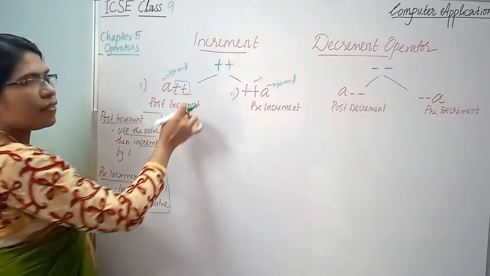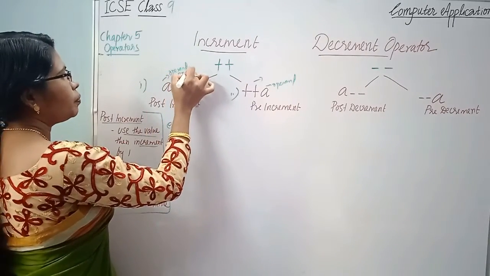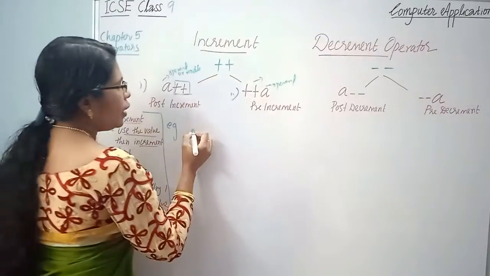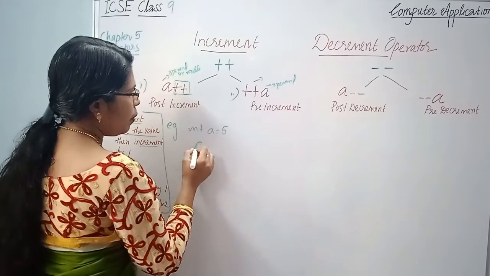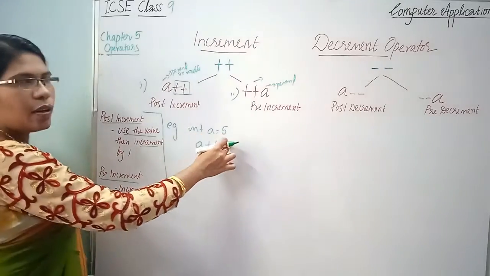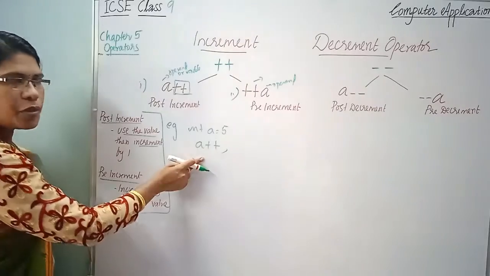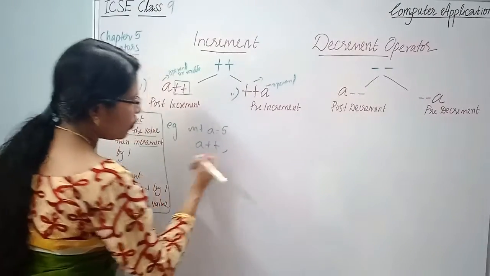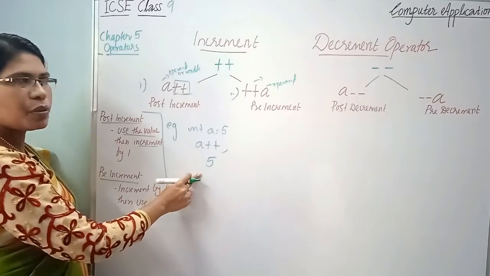Post increment we represent by a plus plus. This a is a variable or an operand. You can consider this a variable or an operand. For example, consider int a equal to 5, and what is a plus plus? Integer a is equal to 5. That is post increment. So first use the value. We will use the value, which is 5. After using, it should increase the value.